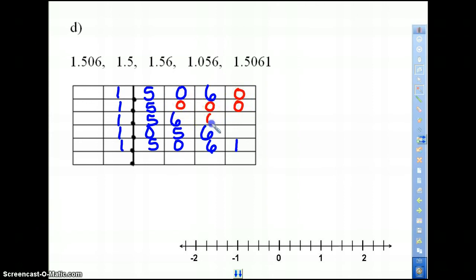Okay, throw in some zeros. That does not change the value of the number. Okay, so now start over here at the far left. They all begin with a 1, okay? So we're good right here in the ones place.